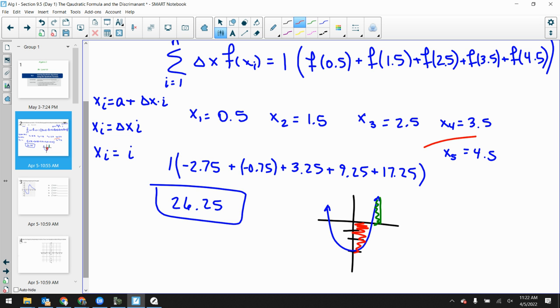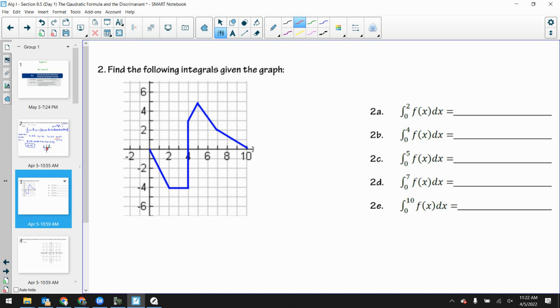All right, let's take a look at number 2. Find the following integrals given the graph. All right, now notice here that each value is kind of compounding on itself, right? I'm going from 0 to 2, 0 to 4, 0 to 5, 0 to 7, 0 to 10. So I am just kind of accumulating my areas. All right, let's take a look.